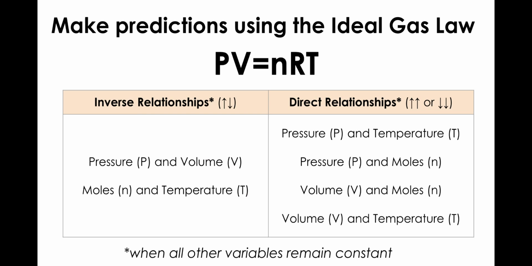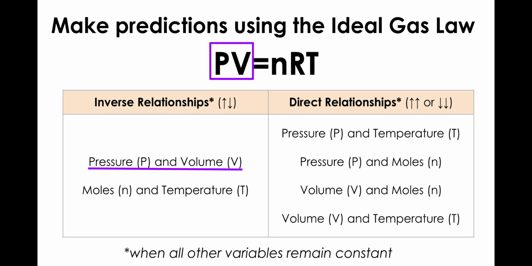So for these predictions, we're going to be using the ideal gas law, and this is going to be something you might remember from math. We're talking about inverse relationships versus direct relationships. And we'll always be comparing two variables at a time. And in order to have that comparison, all other variables in the equation have to remain constant. So the first one we're going to look at is pressure and volume. So number of moles and temperature will remain constant, and so does the gas constant.